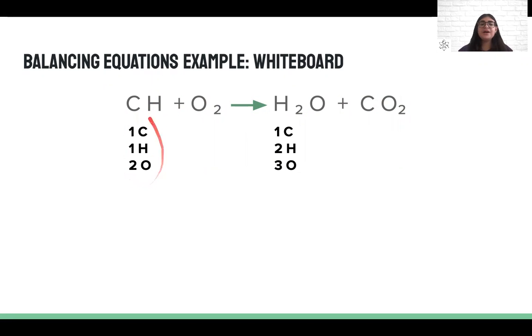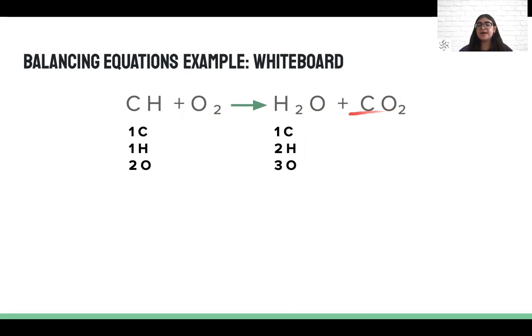All right, so here I've already counted out all the atoms of each type. So we have 1 carbon because no coefficient means that there's a 1 there and there's no subscript as well. We have 1 hydrogen because of those same reasons. Oxygen has no coefficient and a 2 as a subscript, so we do 2 times 1 is 2.